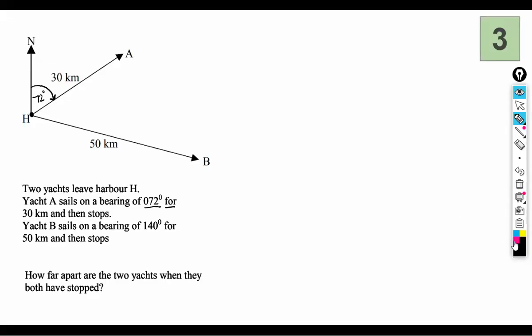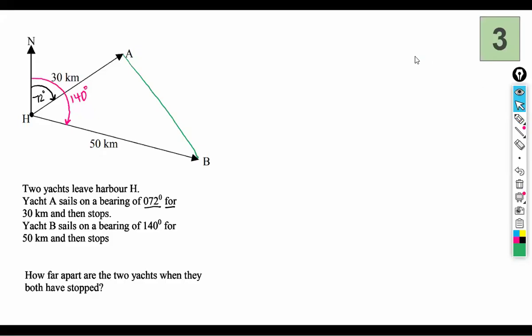Okay. For the other one now, right? Yacht B sails on a bearing of 140. So once again, you're standing at the harbor. And from north, you turn until this full pink angle, the whole pink angle is 140 degrees. And of course, this distance is 50 kilometers. And the question is asking you now to find the distance between A and B, right? The distance between A and B.